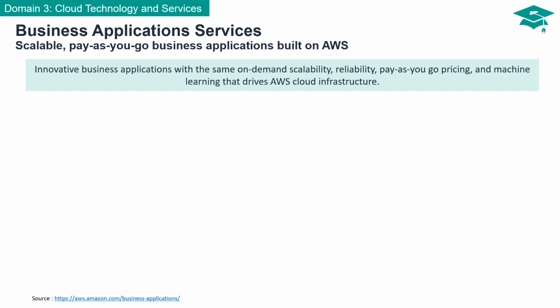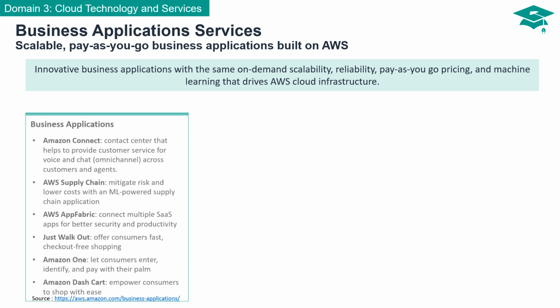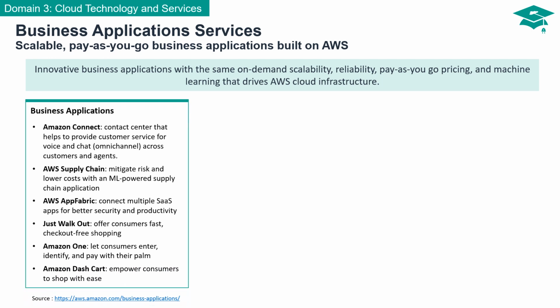Business application services on AWS provide scalable, pay-as-you-go solutions that harness the power of AWS cloud infrastructure. These innovative business applications offer on-demand scalability, reliability, pay-as-you-go pricing, and even integrate the machine learning capabilities that drive AWS. Let's explore these offerings. Our first category includes a range of business applications tailored to meet diverse needs.